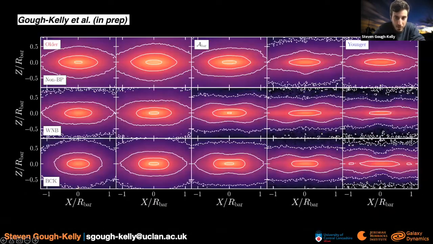In our work, we've been able to find that the same effect of the separation of populations as a function of age matches what we see in the isolated simulations, but there are several discrepancies when we compare the results from TNG50 to observed trends in barred galaxies in the local universe. And that's a very quick whistle-stop tour. Thank you.